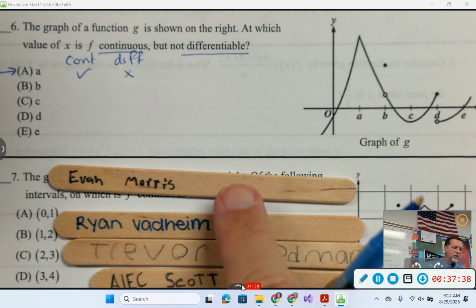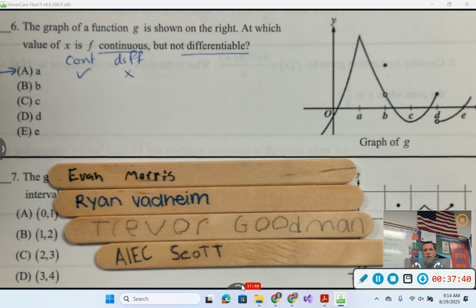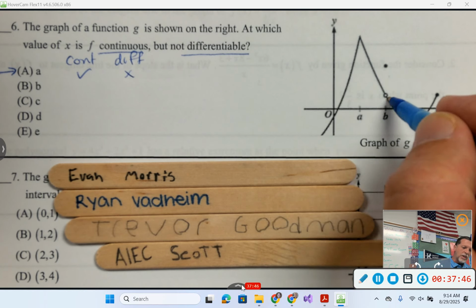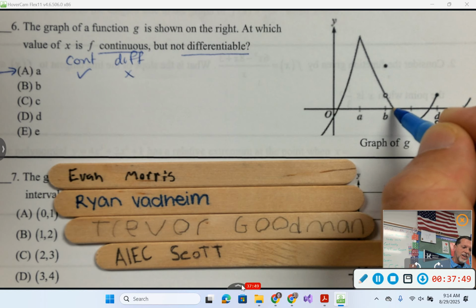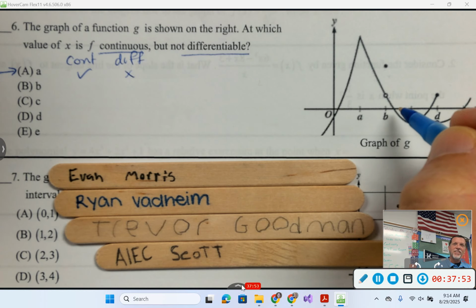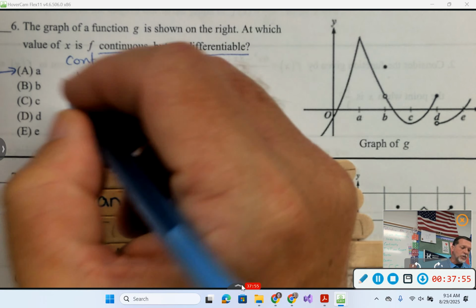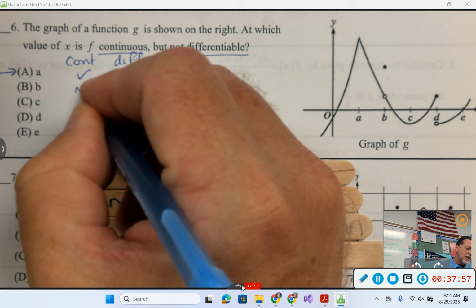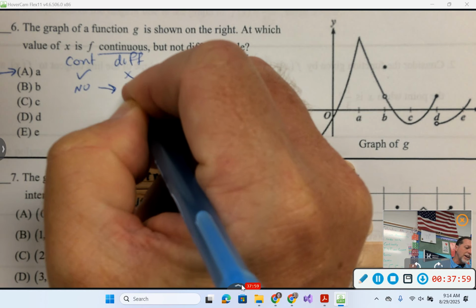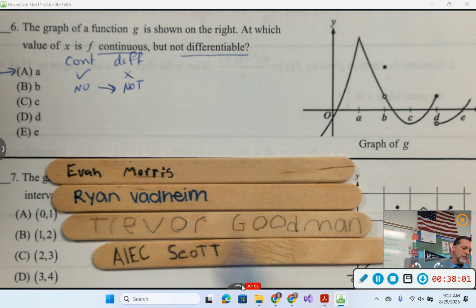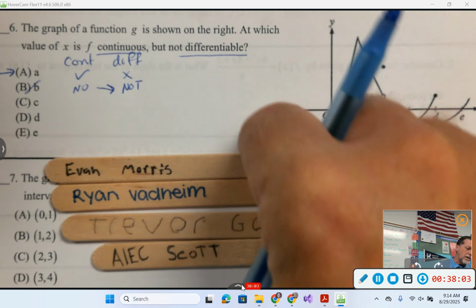Let's check the others. Evan, tell me about B. Is it continuous? Is it differentiable? I think it's continuous. Or is it neither? Why is it neither? It has a hole, so it's not continuous. And if it's not continuous, it's automatically not differentiable. So that one's out.